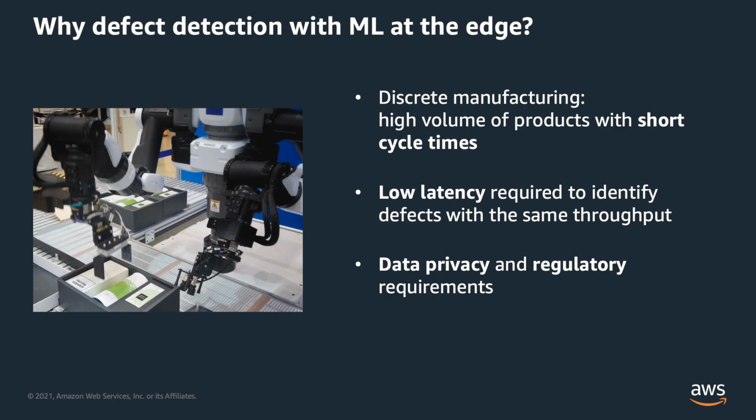Well, for discrete manufacturing processes, we typically see a high volume of products produced with very short cycle times, ranging from seconds to maybe even milliseconds. And for a defect detection system, something like an end-of-line inspection, this requires low latency to identify defects with the same kind of throughput. Often we also see customers having requirements for data privacy, so sensitive quality data may not be permitted to leave the on-premises, or even regulatory requirements for this.